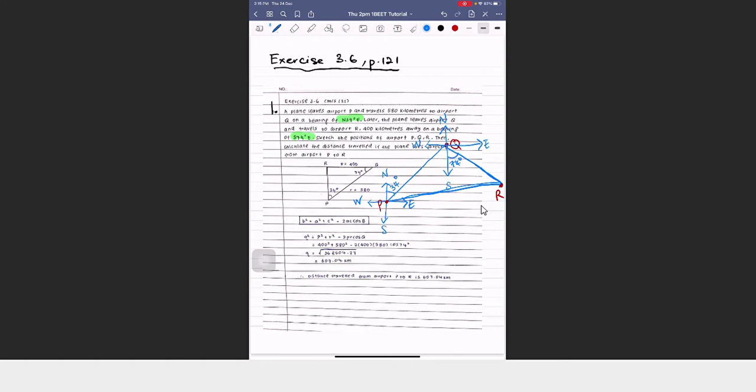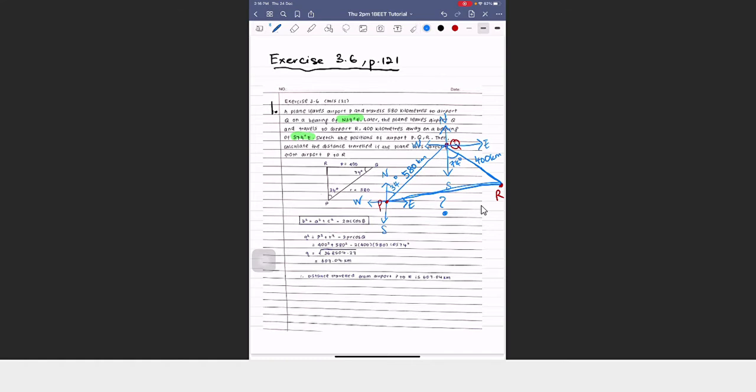And then from the question also, it mentioned that from P it travels 580 kilometers to airport Q. So here is 580 kilometers. And then from Q to R is 400 kilometers. So that means it's here 400 kilometers. So that is the distance there. You are to find the distance traveled from airport P to airport R. So this is what you want.